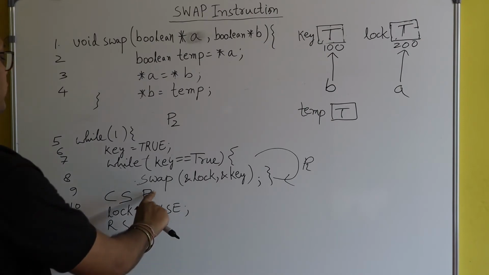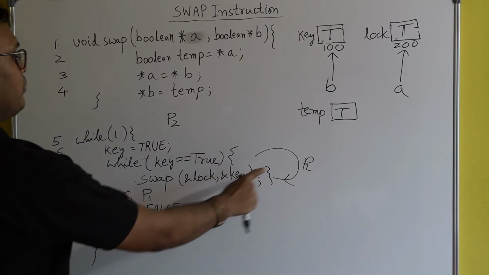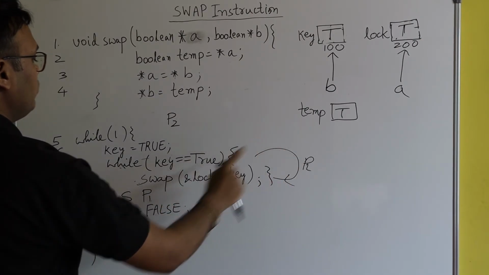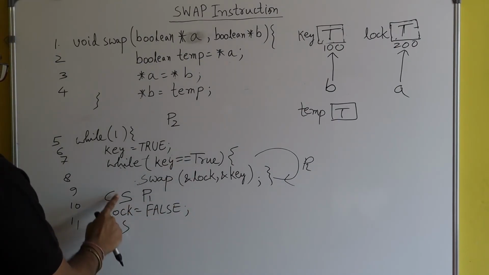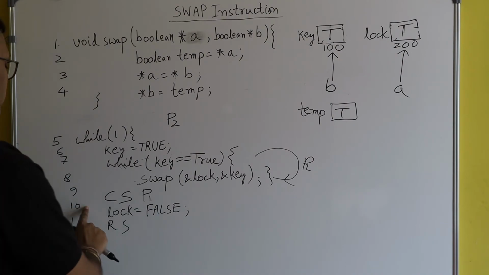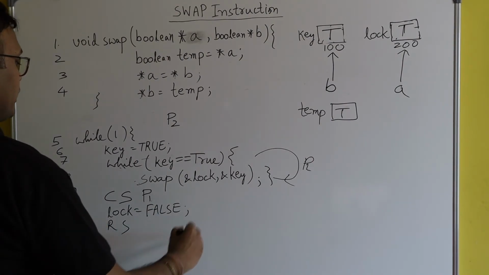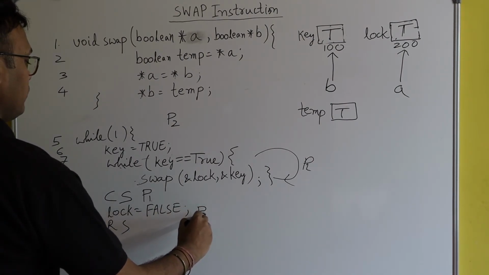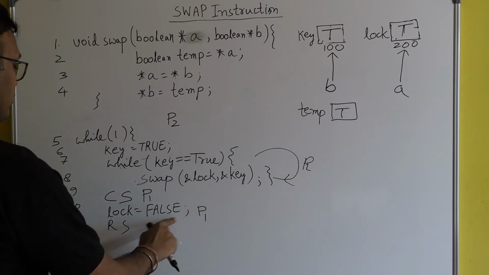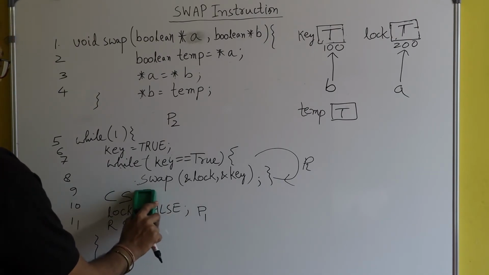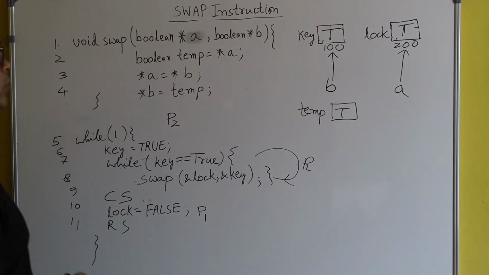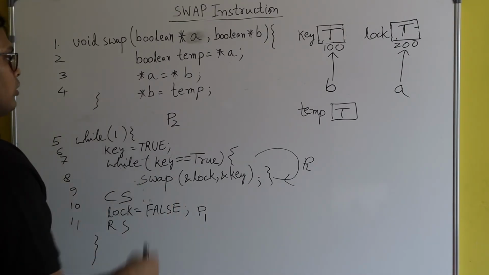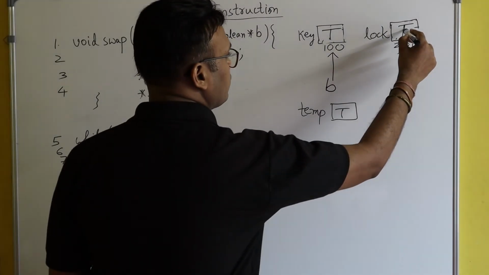Now, suppose P1 has completed its task while P2 is stuck inside the while loop. P1 has completed its task and wants to come out of the critical section. So for that P1 will execute this line number 10. What's written in line number 10? Lock is equal to false. So P1 has made the value of lock false. So here it is false.